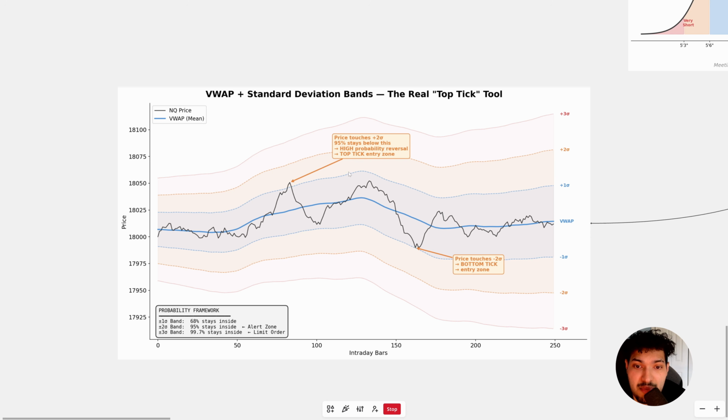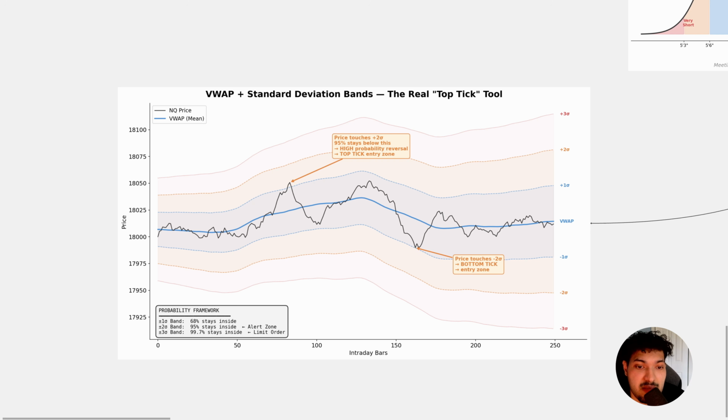You can see in this example, price just touches the plus 2 standard deviation, and then there is a 95% chance that it stays below this level. It's basically a high probability reversal level and a top tick entry level, like a real top tick. Comes into that area, price moves down. Same example right here. It comes into that, it touches the first part of that minus 2 band and then ends up reversing.